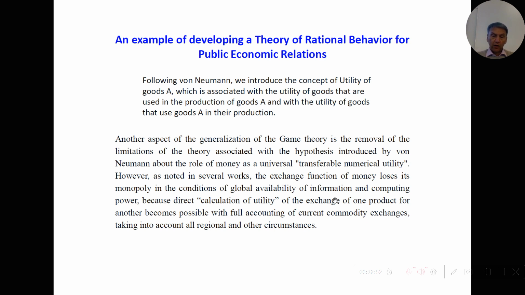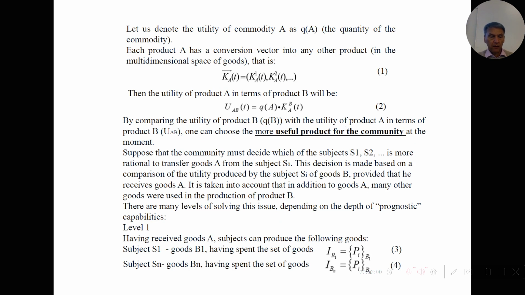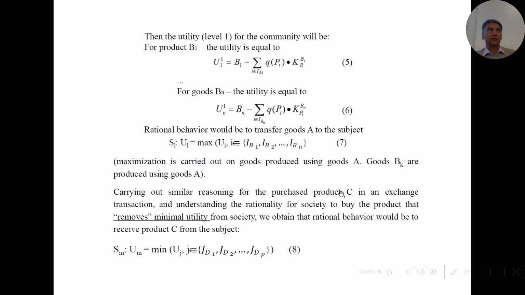An example of developing a theory of rational behavior for public economic relations. Further calculations are not very important. It just shows a possible approach to express the matter. So we denote the utility of commodity A as one expression, then the utility of product A in terms of product B in another expression, and so on. I just show that there is an approach to express all the above said. So I think it shows that this job could be done.